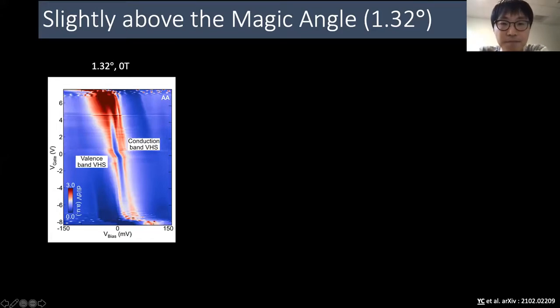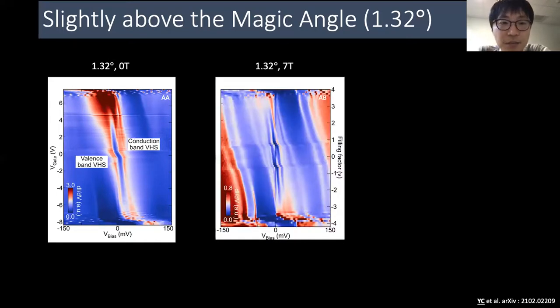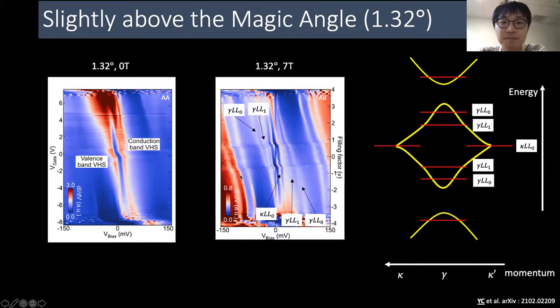At 0 Tesla, we've observed two Van Hove singularities crossing the Fermi energy in parallel without any modifications. When we apply a perpendicular magnetic field, we see Landau levels emerging from the flat band as well as remote bands. So let's name them: the outer ones gamma Landau levels, because they appear outside of the band of singularity, and the inner one the kappa Landau level, because it appears inside of the band of singularity, as schematically shown here.